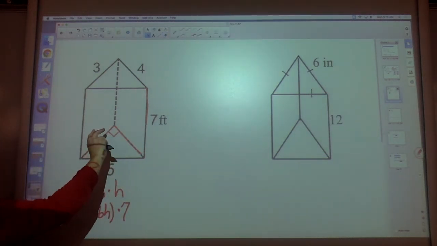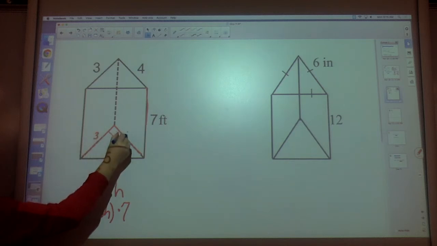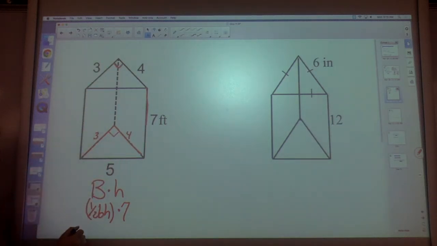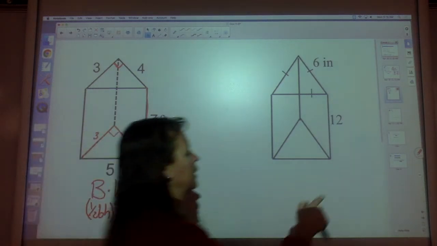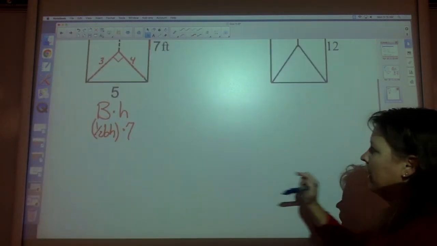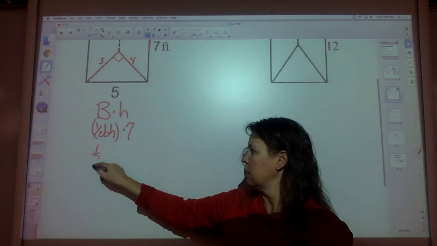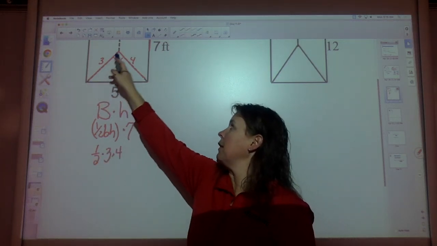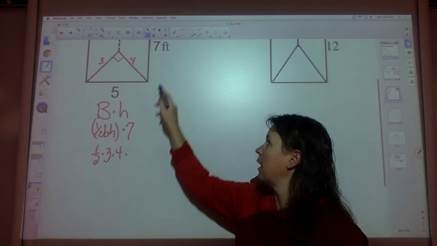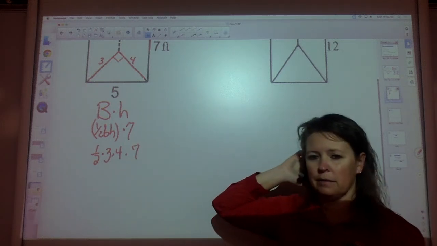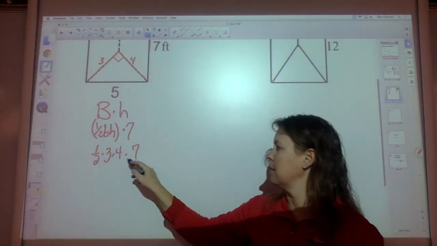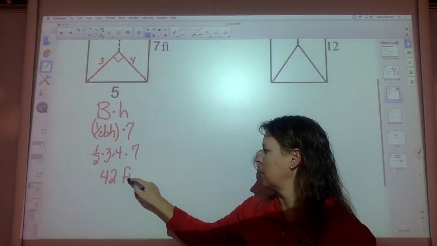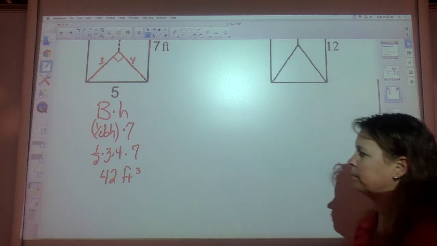Just spin it that way. This is the base, this is the height. These are congruent up here, so they have to be the same. So I can do half base times height as 1/2 times 3 times 4. Base times height. What's the height of the entire prism? 7. Half of 3 times 4 times 7 is 42 cubic feet.